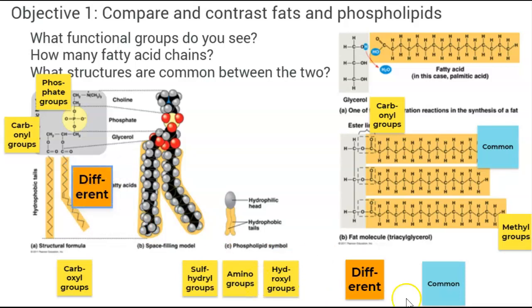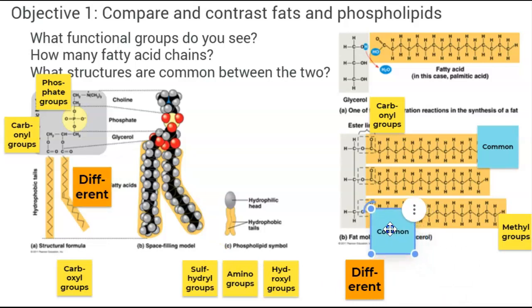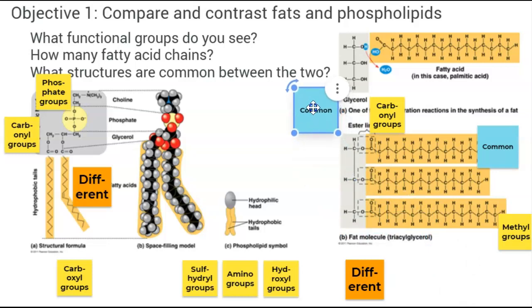But another thing that they have in common is the ester linkages. For both the fats and phospholipids, they have these ester linkages. If I can rotate it and put it right on that ester linkage right there. So the idea is that the glycerol is present in both of these. So I'm going to add in a common. If you ever need another post-it, you can always just duplicate them. So the glycerol is common across the two, and the ester linkages between the glycerol and the fatty acid chains are common across both of them as well.